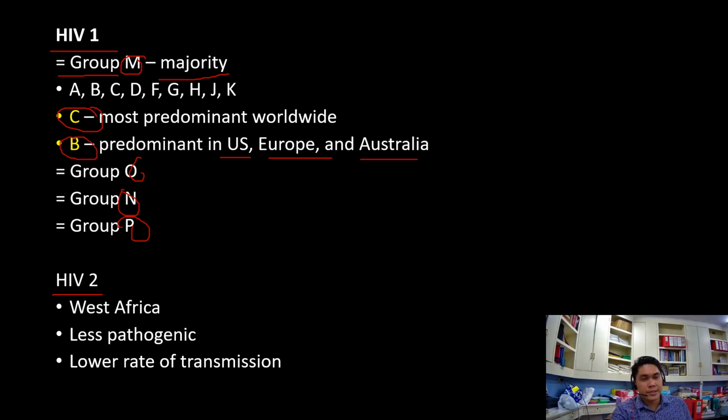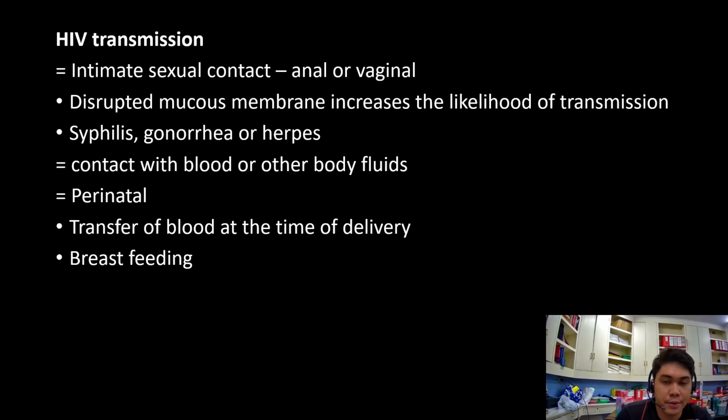The next is HIV-2. HIV-2 is common in West Africa, and it is less pathogenic and has a lower rate of transmission. Next is HIV transmission.